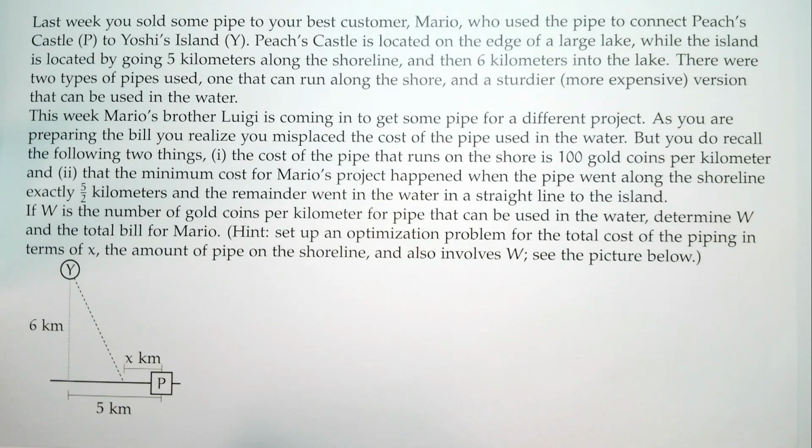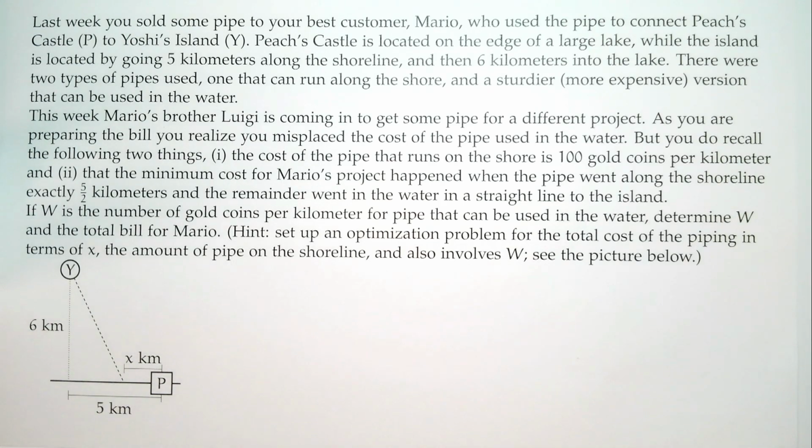Let's start with a good problem. Not just any problem, the Mario problem. So here we go. Last week you sold some pipe to your best customer, Mario, who used the pipe to connect Peach's castle, so there we go, there's the castle, to Yoshi's island, over there.